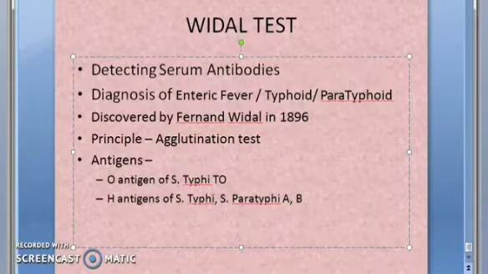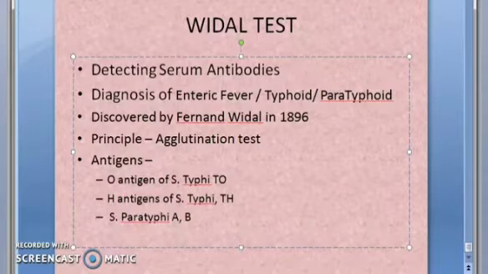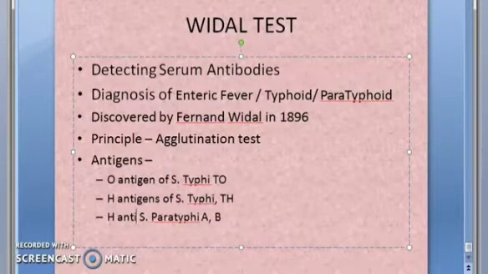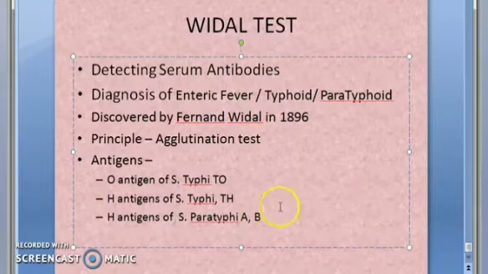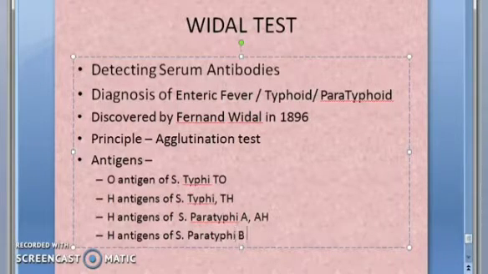H antigens of Salmonella typhi, that is called TH. Correct? Then you have H antigens of Salmonella Para-Typhi A. Those are called AH. And H antigens of Salmonella Para-Typhi B. That's called BH. Okay. Typhi O, Typhi H, Para-Typhi AH, Para-Typhi BH.